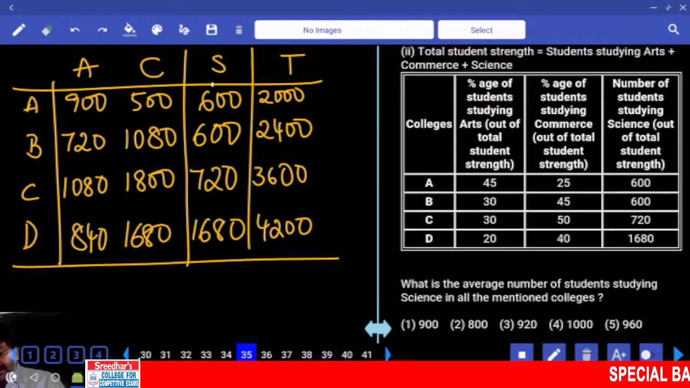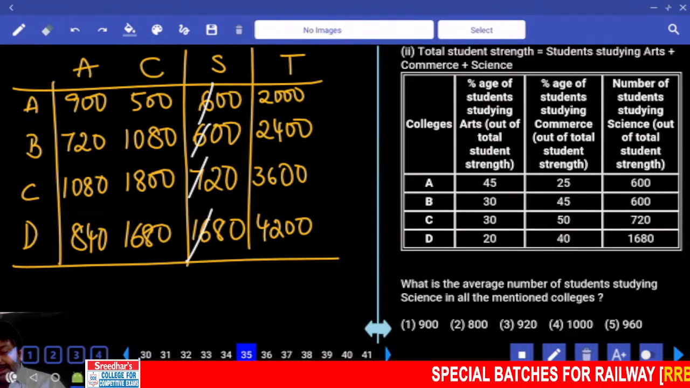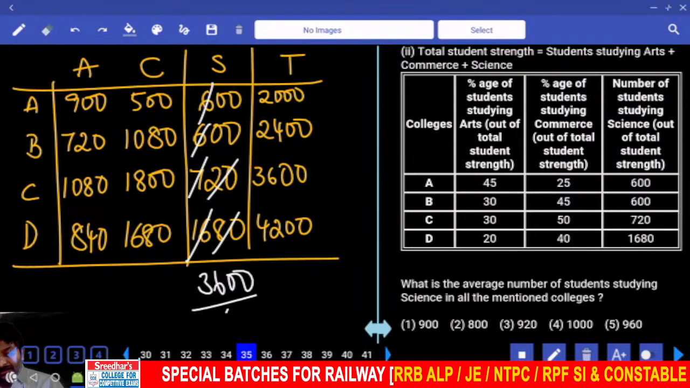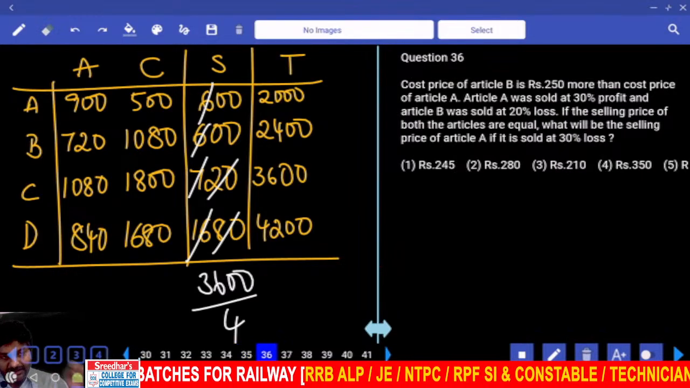What is the average number of students studying science in all the mentioned colleges? Science: 600, 600, 12 plus 7, 19 plus 16, 35 plus 100. Divided by 5, answer 900.